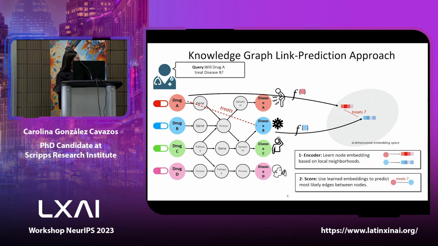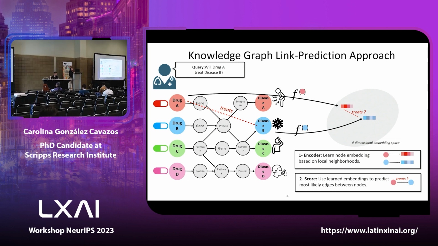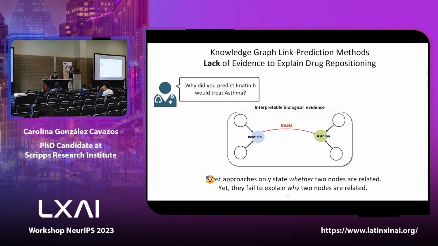There are several knowledge graph link prediction approaches that have already been developed, where essentially the idea is to take the nodes in the input graph and map them to the embedding space in a way that nodes that have similar local neighborhoods will be close together in the embedding space. Then there is a scoring function that tells you how likely these nodes are to be together by a specific relation, in this case, the relation treats. So this is great. Many knowledge graph link prediction models are already out there showing good performance predicting the links between two nodes.